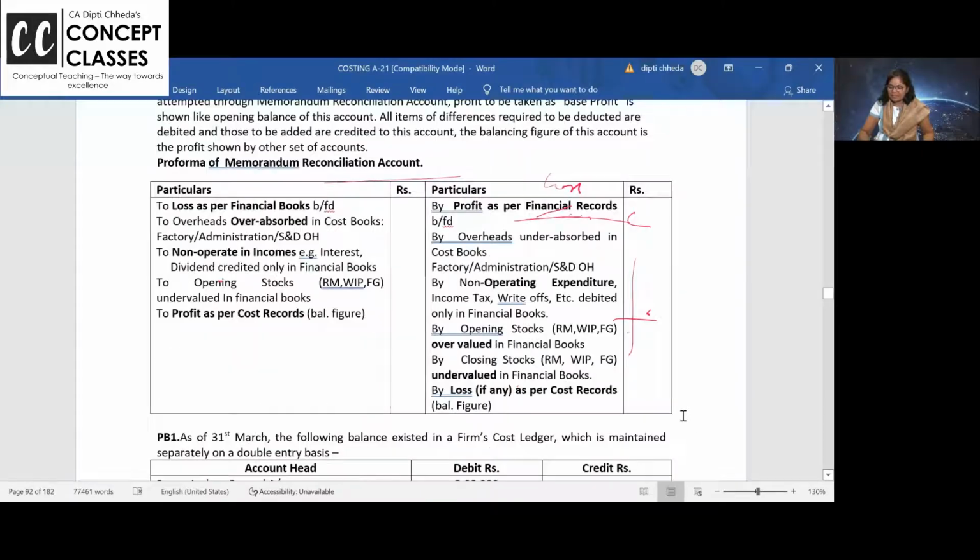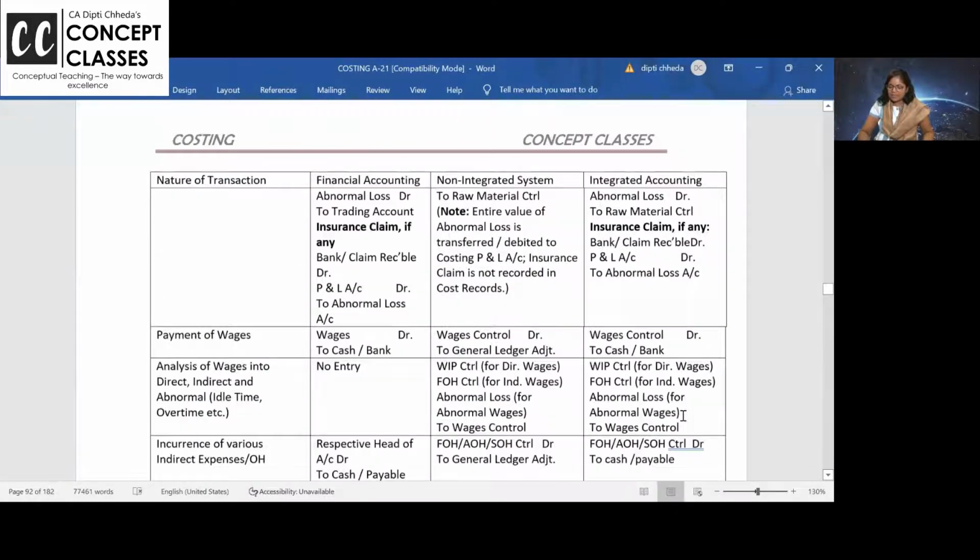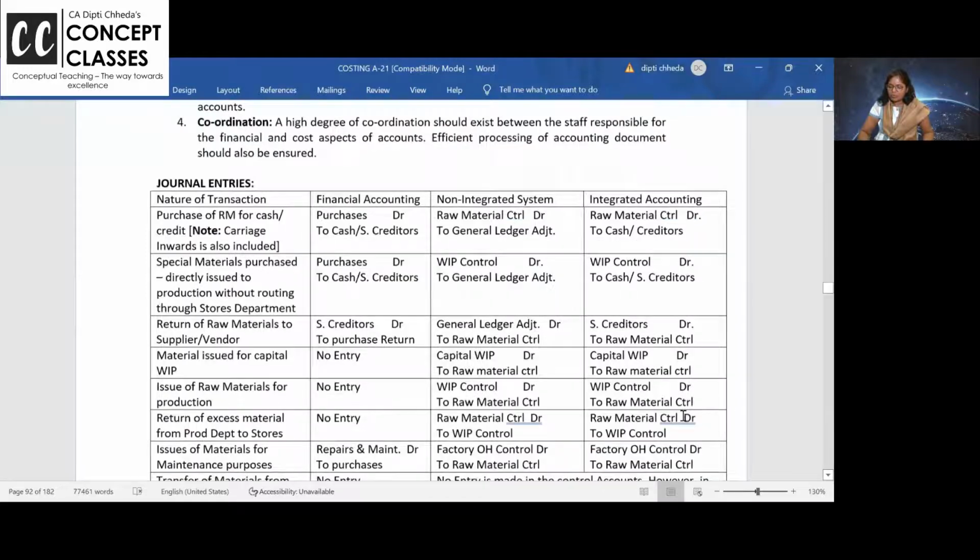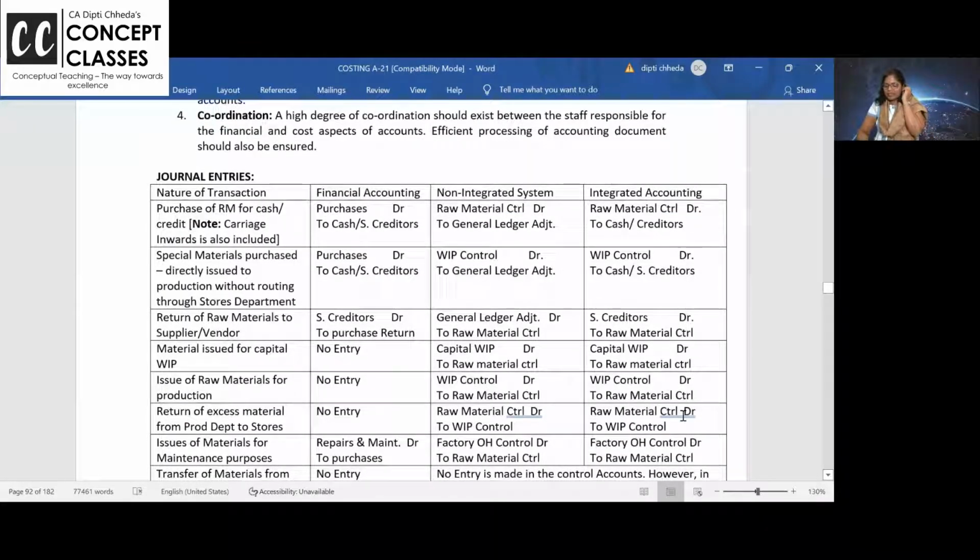So I will share with you one second the main material first, from where you can also read and do. Yeah, this is it. Journal entries. We should all know. What are the journal entries? Journal entries in the financial books and non-integrated, like if material is purchased, here purchase to cash. In non-integrated, raw material control account or stores control account to GLA. Here, raw material control account to cash. Clear to all of you?